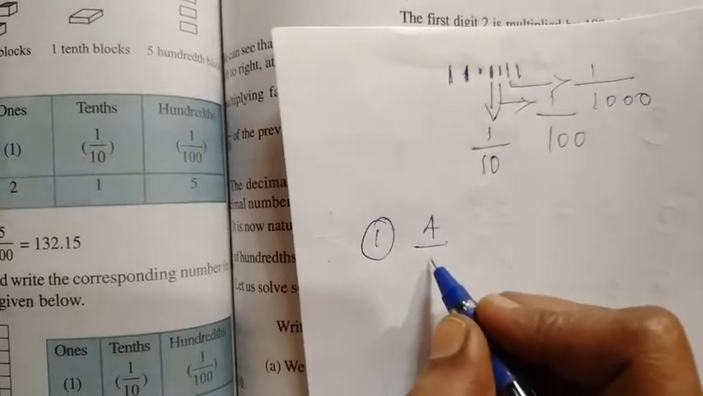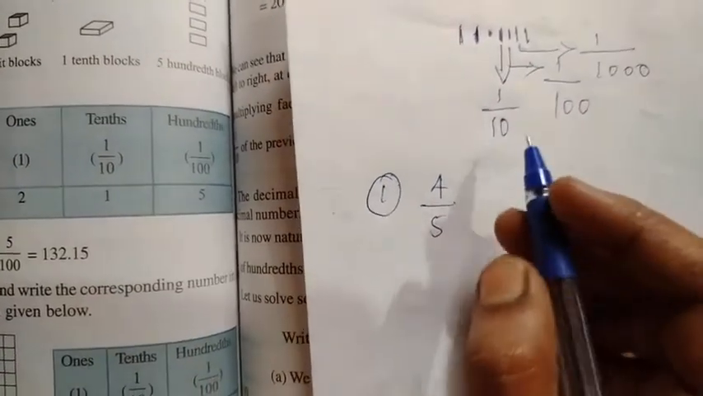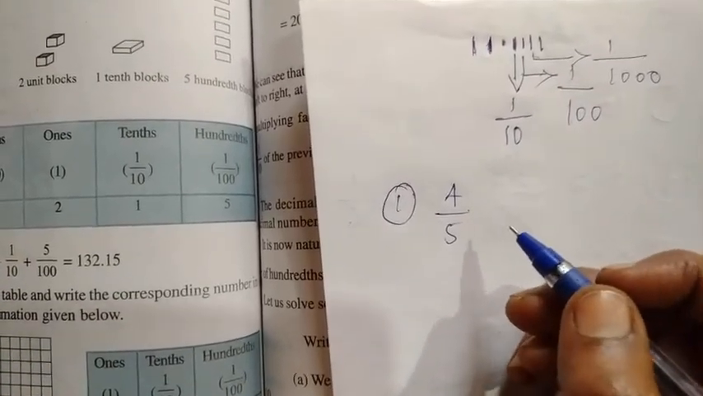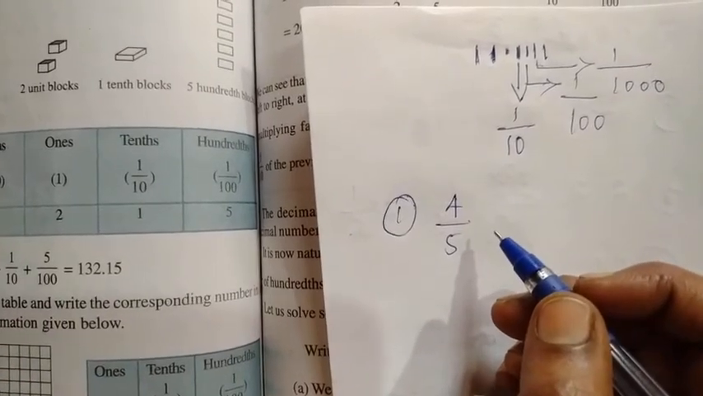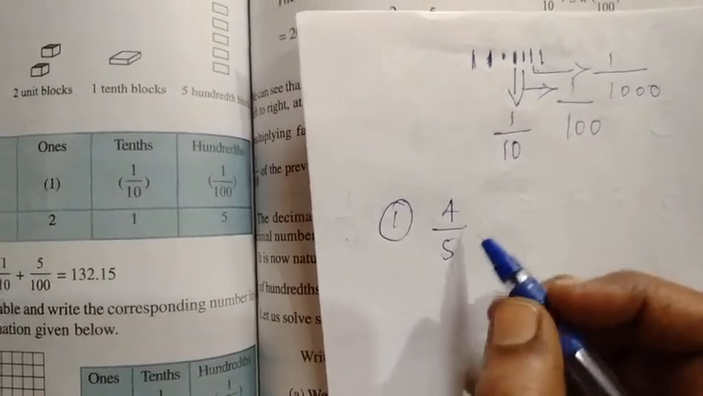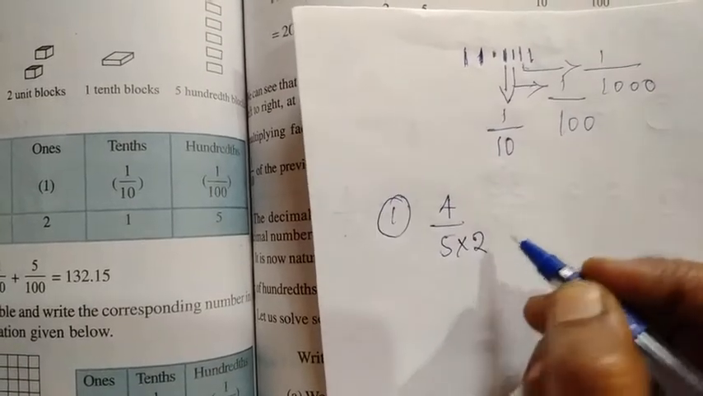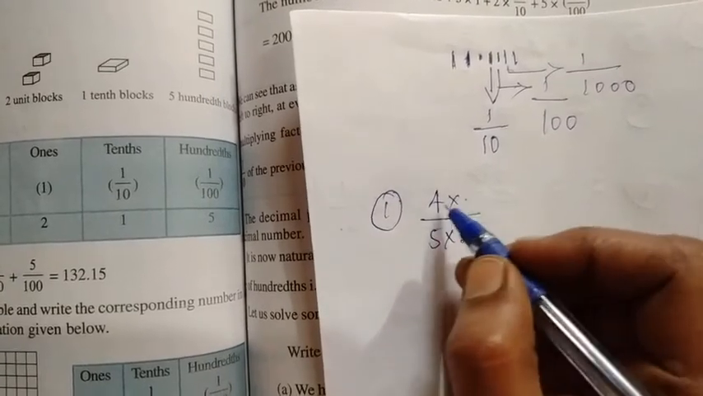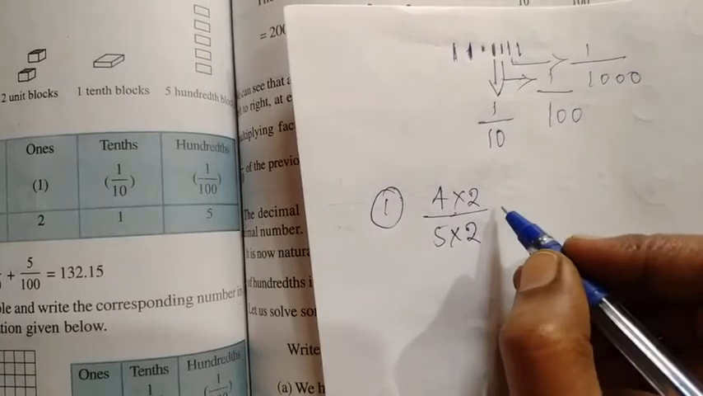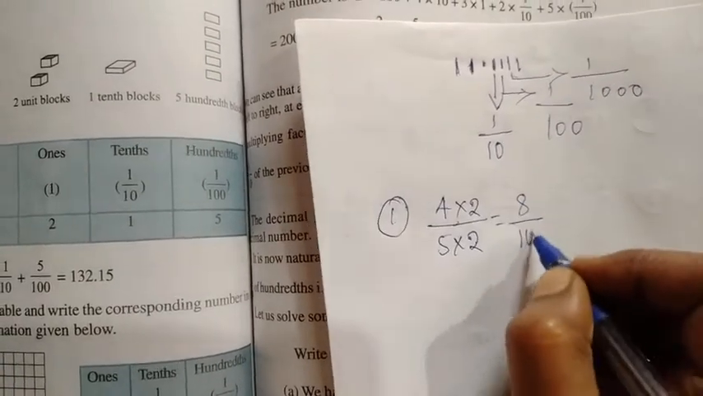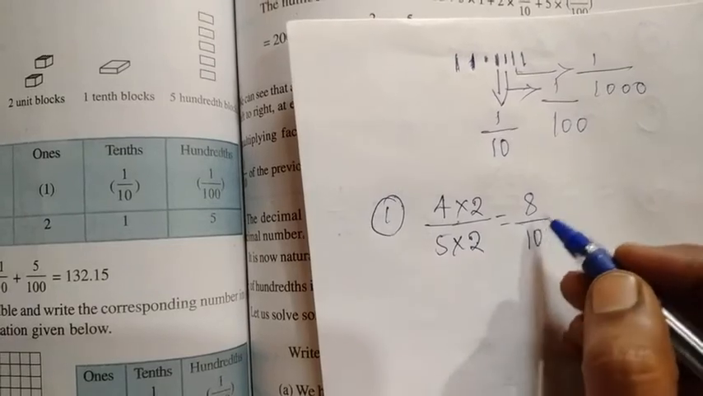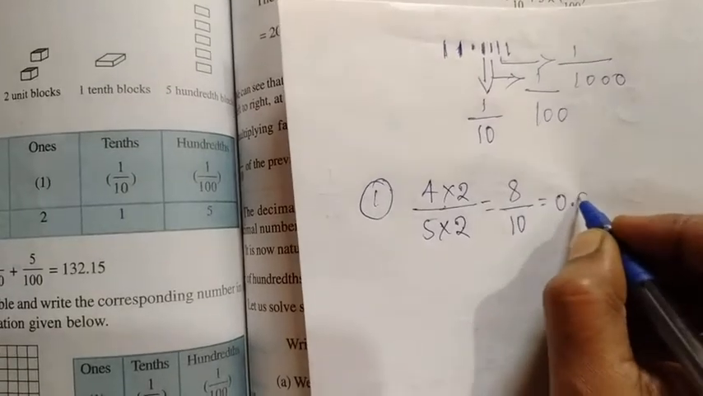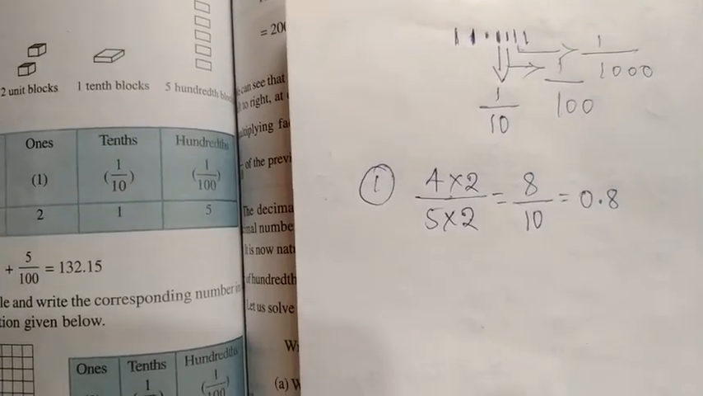4 by 5. Okay. First you have to make the denominator like 10, 100, 1000. Okay. That type of number comes there. So you have to multiply here by 2. The same number you have to multiply in the numerator, 2. Okay, 8 by 10. You get an easy answer. Now you have to write easily in decimal form, 0.8. Understand?